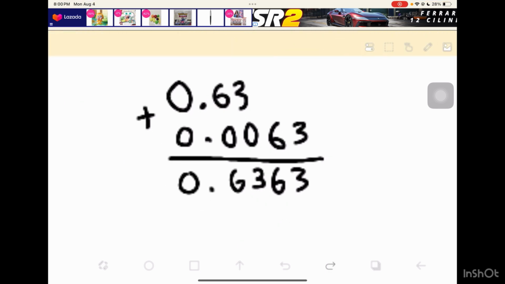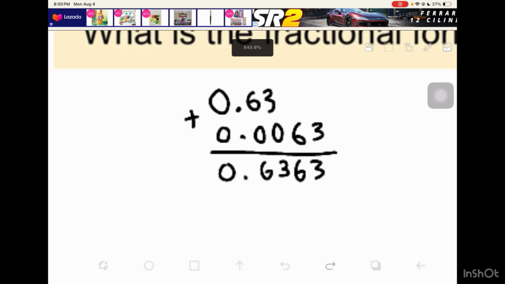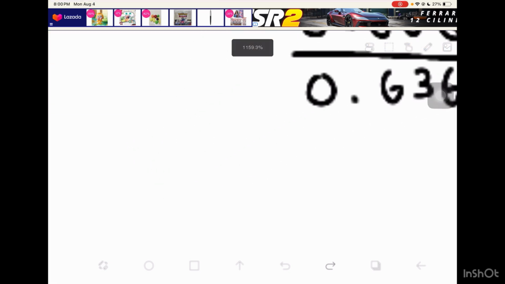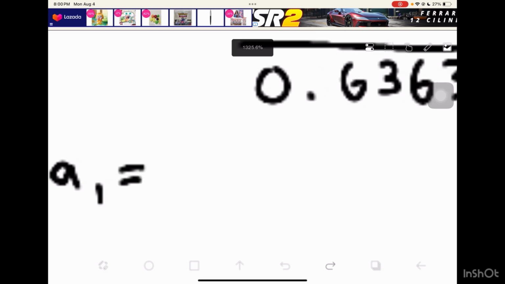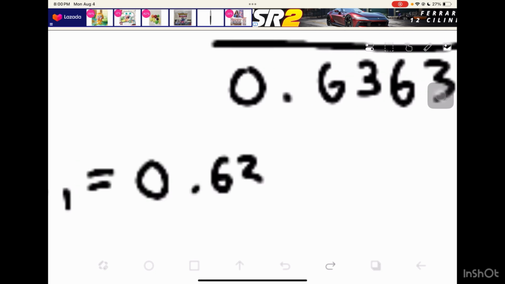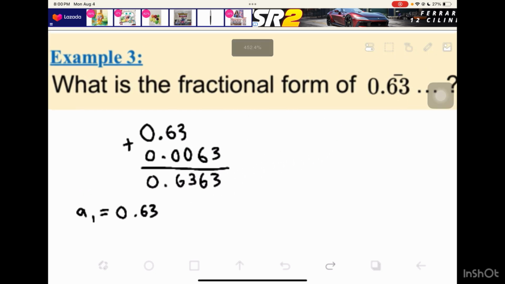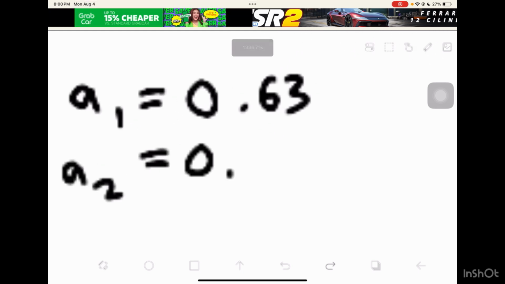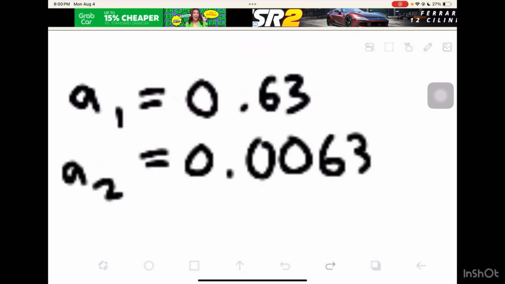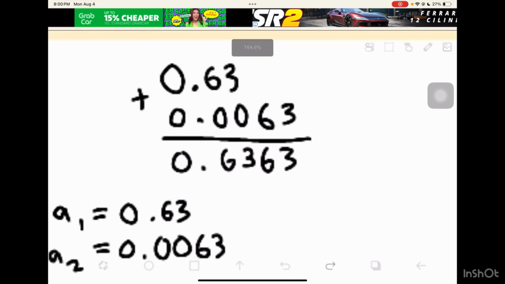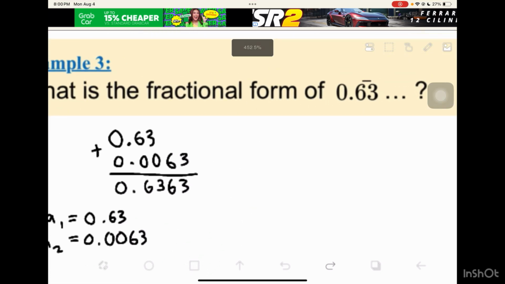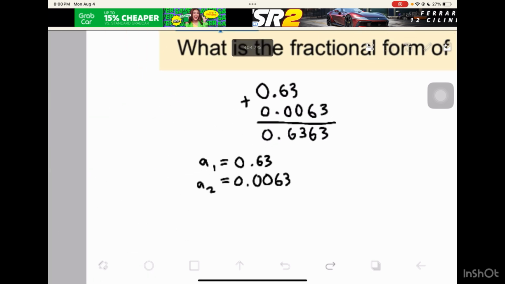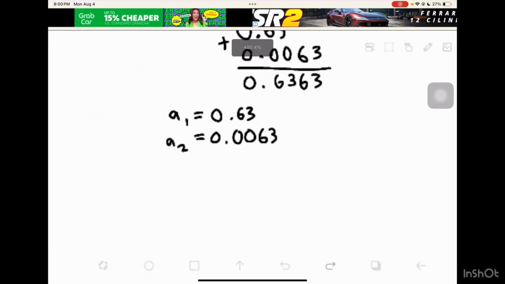What you've essentially created is the first and second term of this geometric sequence. So first term, or a sub 1, is equal to 0.63 because, once again, this is the first one. And then a sub 2 is 0.0063 because, once again, this is the second term we have to add to still make this statement true. So that 63 keeps repeating on forever. You really only need 2 terms to figure this out.